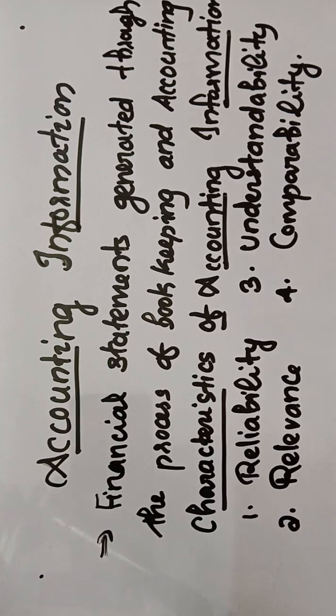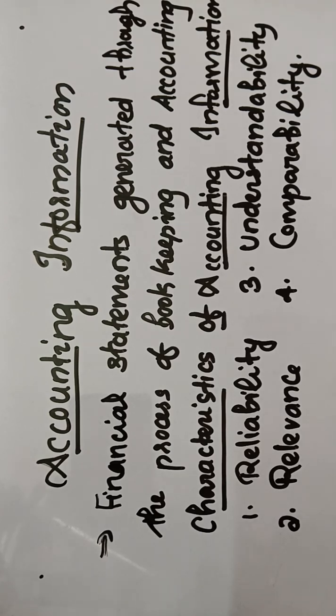So, what do you mean by accounting information? Accounting information simply means the financial statements generated through the process of bookkeeping and accounting. So, what should be the characteristics of such kind of financial statements? That is what the characteristics of accounting information.